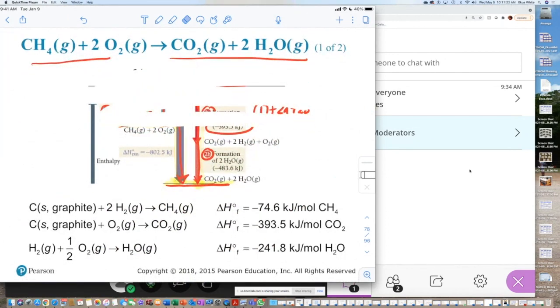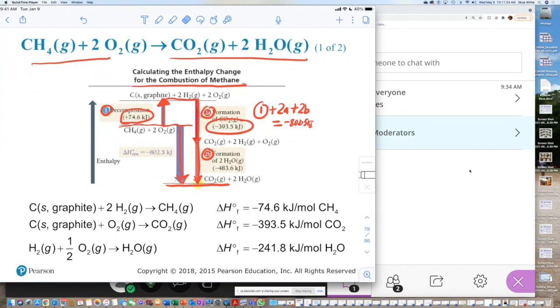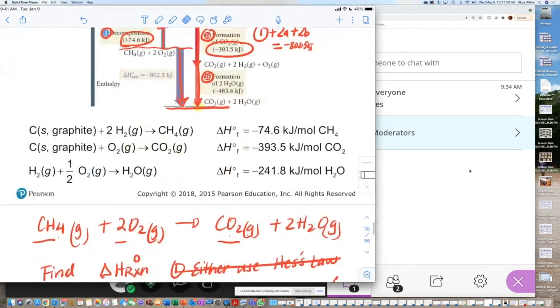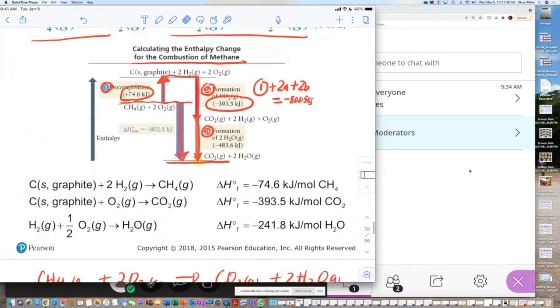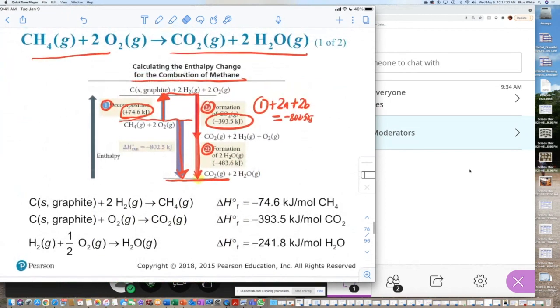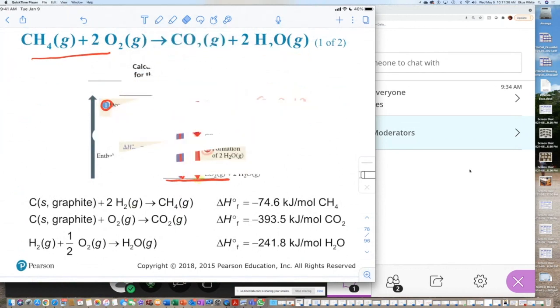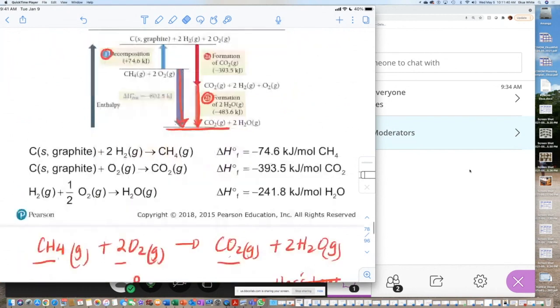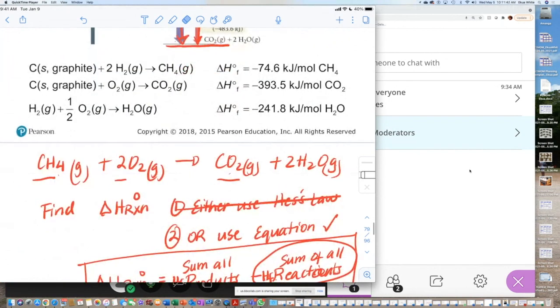Now, in this problem here, let's see. Because this is actually an example. They gave you the heat of formation of each of these. So I'm going to write this. I'm trying to see how I can change this right here. They gave you the enthalpy of formation. Oh, okay. I'm just going to use this right here.